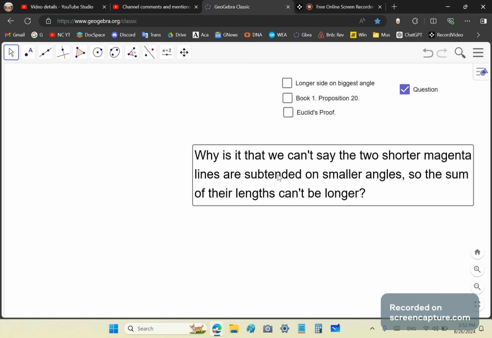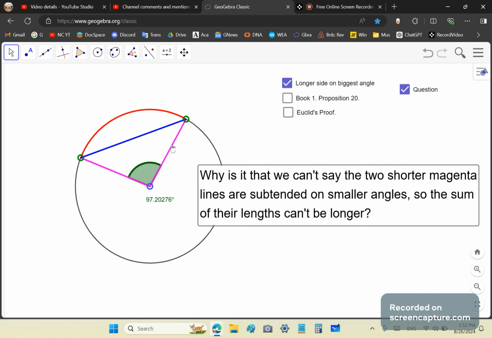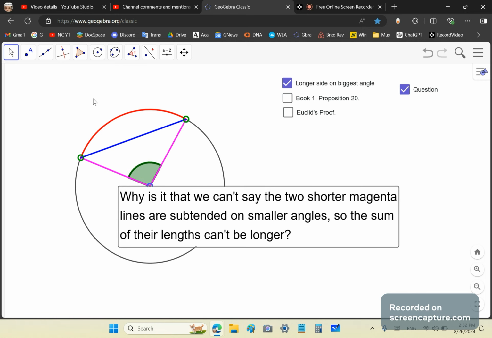Why is it that we can say that these two shorter magenta lines are subtended on smaller angles, so the sum of their lengths still can't be longer? Why is it that we can't say, if the sum of their lengths is longer than the blue line, then why is the sum of the angles that they're subtended on, this angle and this angle, not bigger than the green angle? Why is that the case? Well, I'm going to let you answer that. But that's where I'm going to stop now.